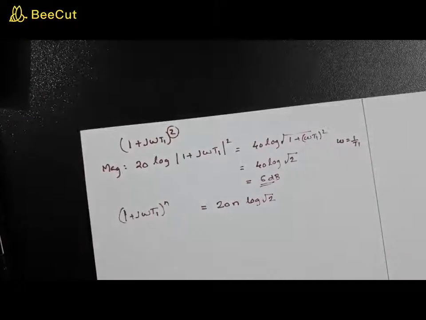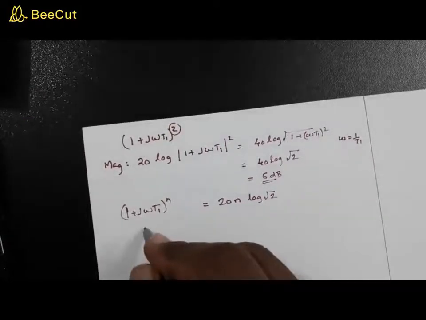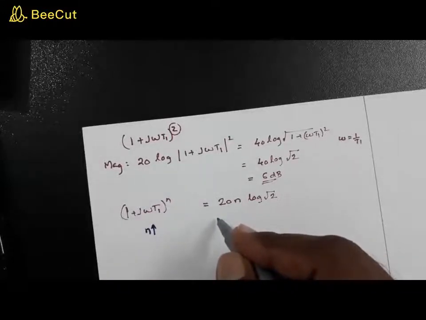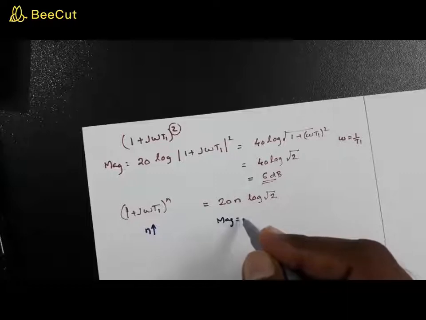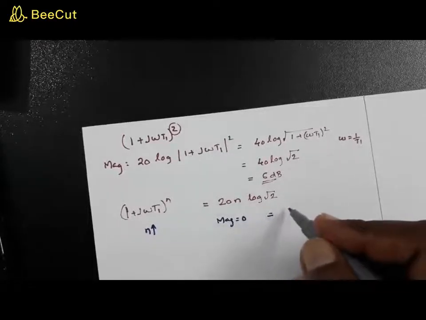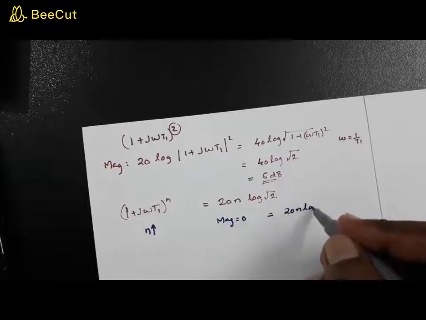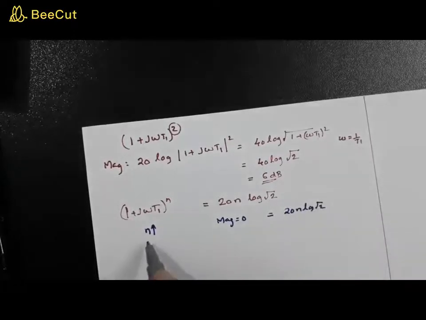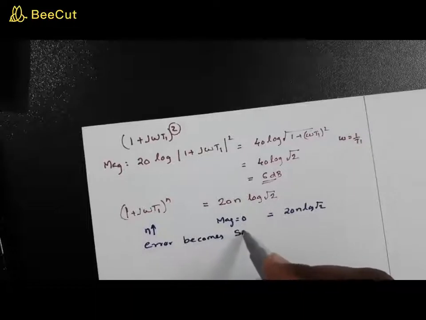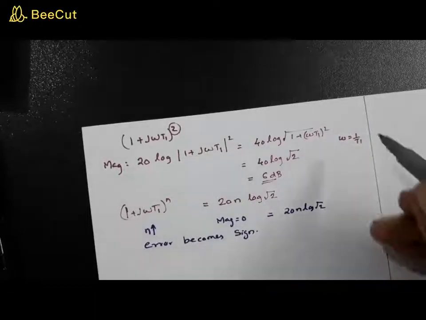So as n increases, the magnitude at the corner frequency is no longer going to be 0, but instead it will be equal to 20 n log root 2. That means as n increases, this error becomes significant. You cannot plot that as 0 dB at the corner frequency.